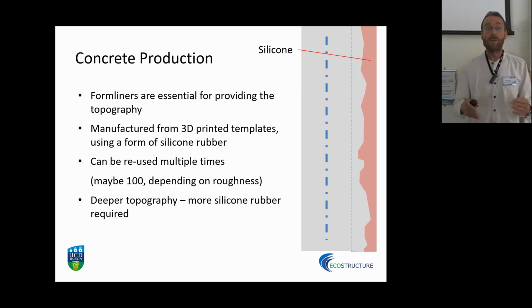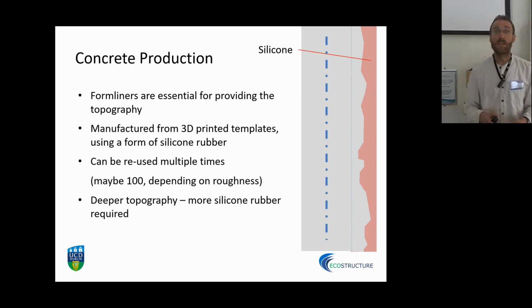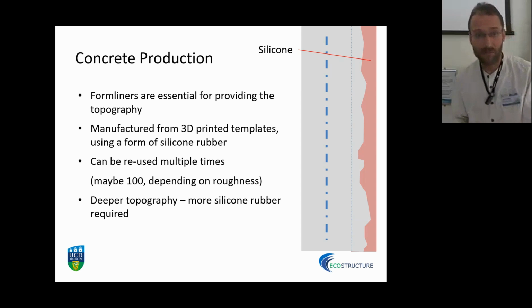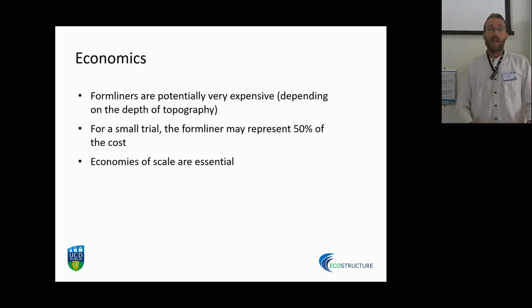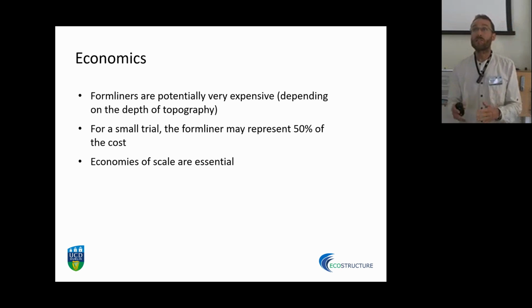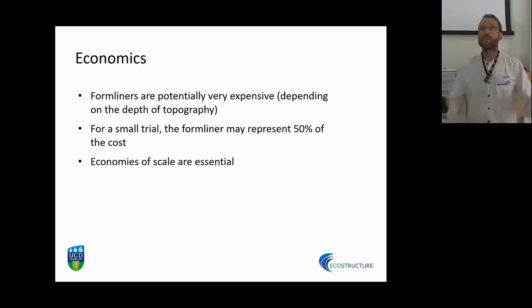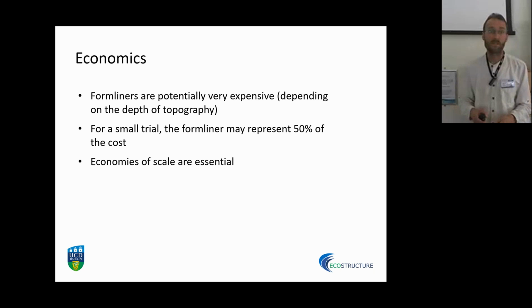So the deeper topography and the cost of them depends on the amount of silicone rubber used. So the deeper the topography, the deeper the grooves, the more silicone rubber you need for the form liner, and the more expensive they're going to be to produce. And what this means is that for a small trial where you're only producing a few panels, the cost of producing the form liner is a major part of the total cost of producing the tiles.